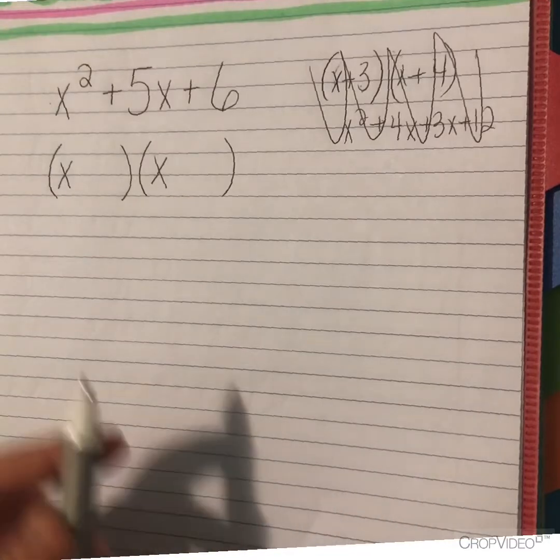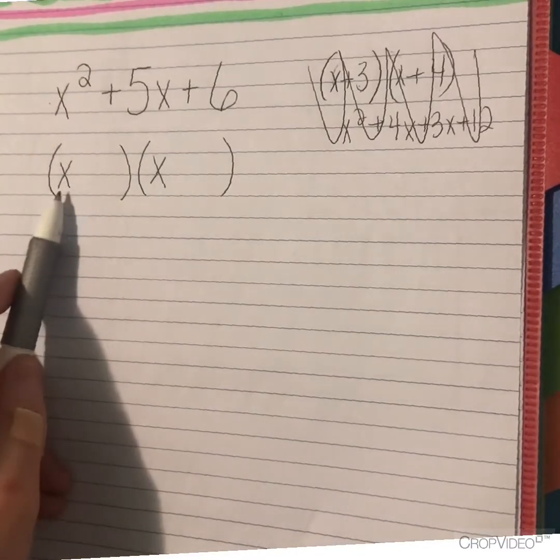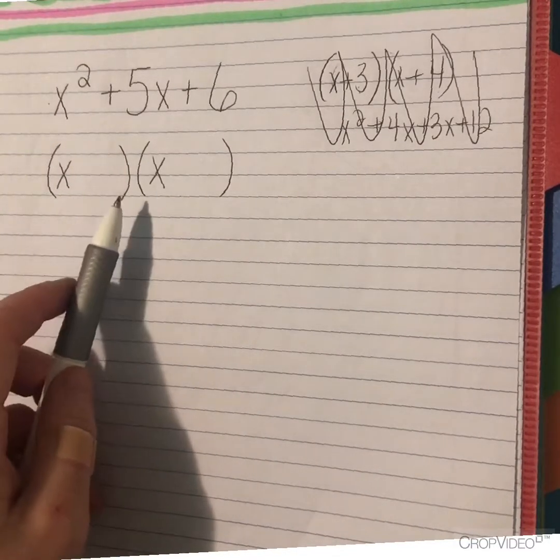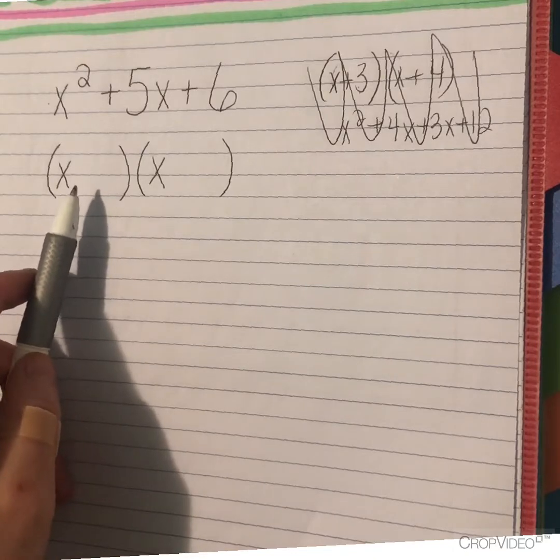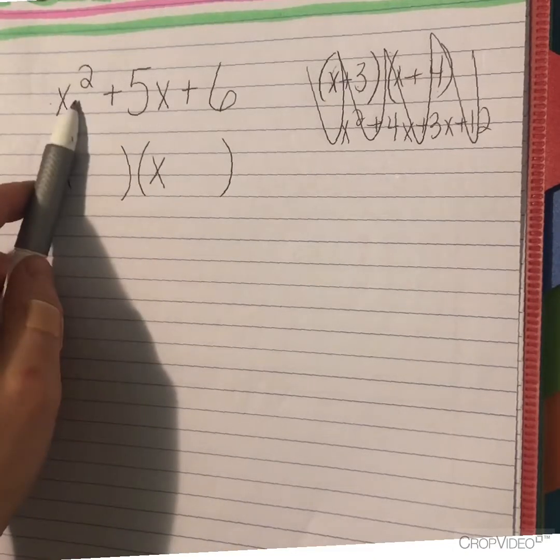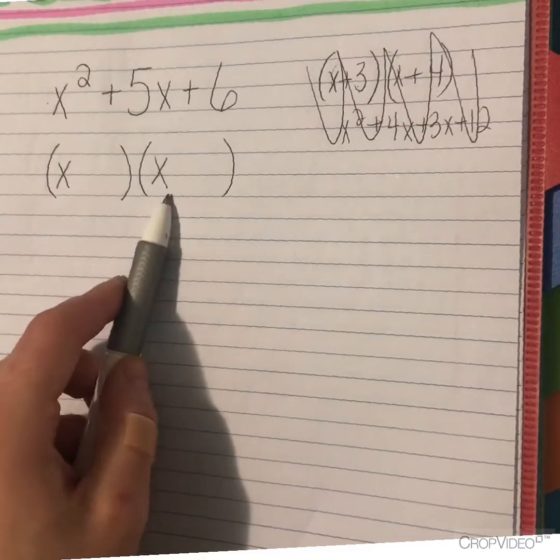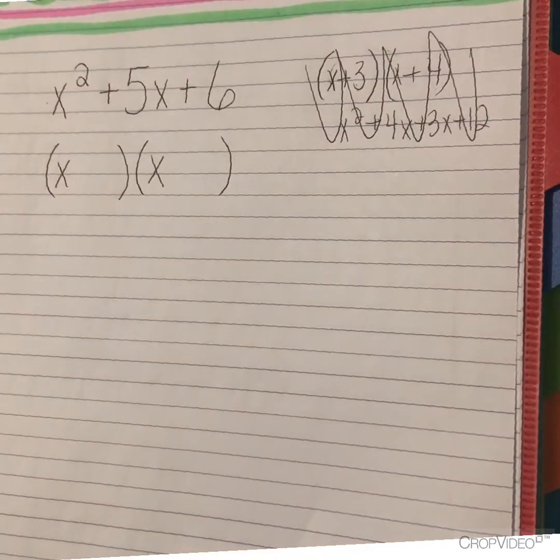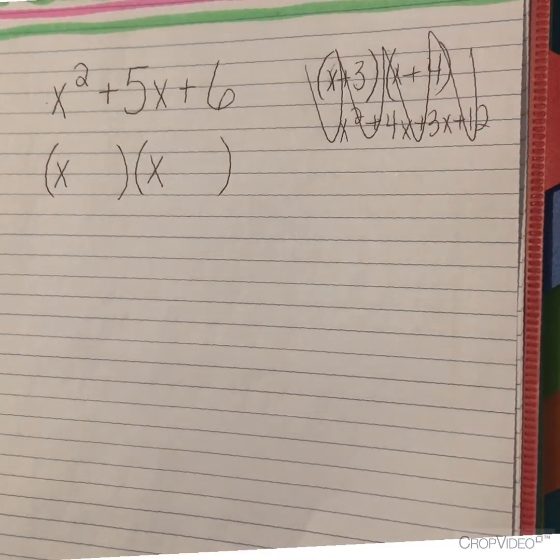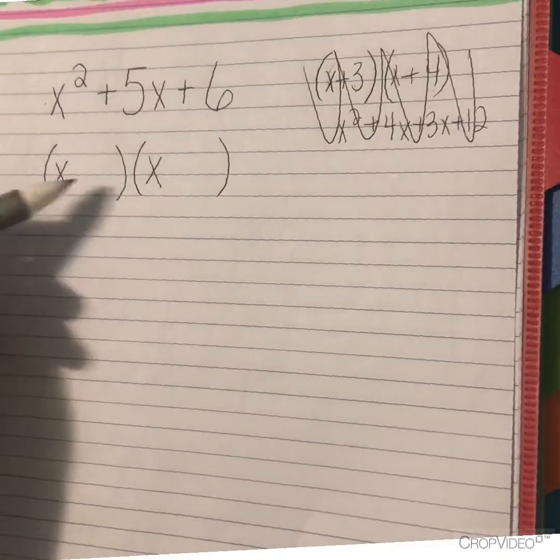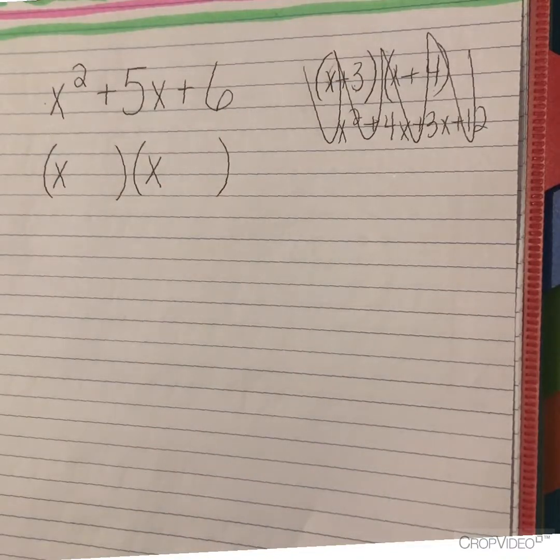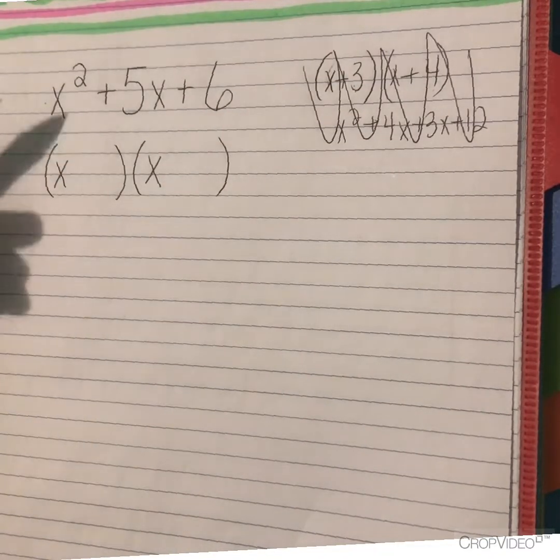So I know that to find my x squared, the first step of FOIL is to multiply the two first terms, which gives us this. So I know it is x and x, which gives us the x squared. So anytime you see an x squared there, just hurry up and write your x's down, because you know they're always going to start off that way.